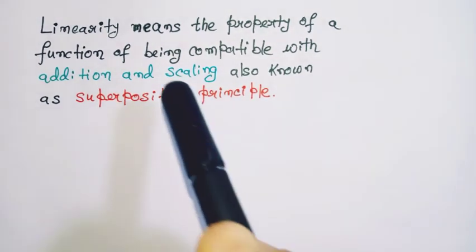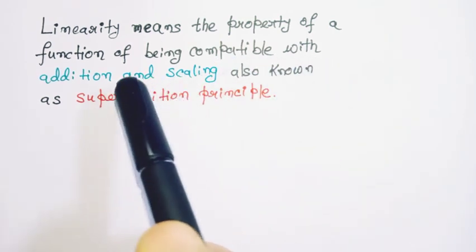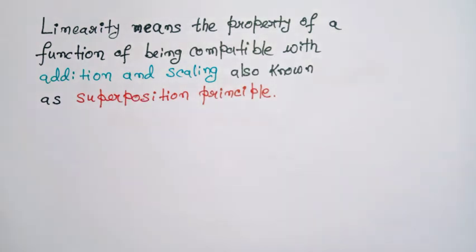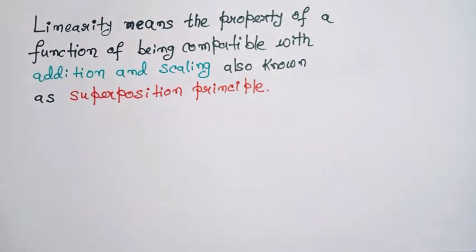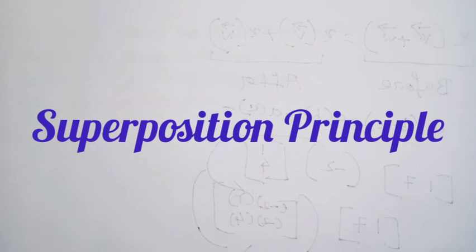So linearity means the property of a function of being compatible with addition, which we have seen, and scaling, also known as the superposition principle. Now, if you ask me what a superposition principle is, this is just a name. So it is something like this.